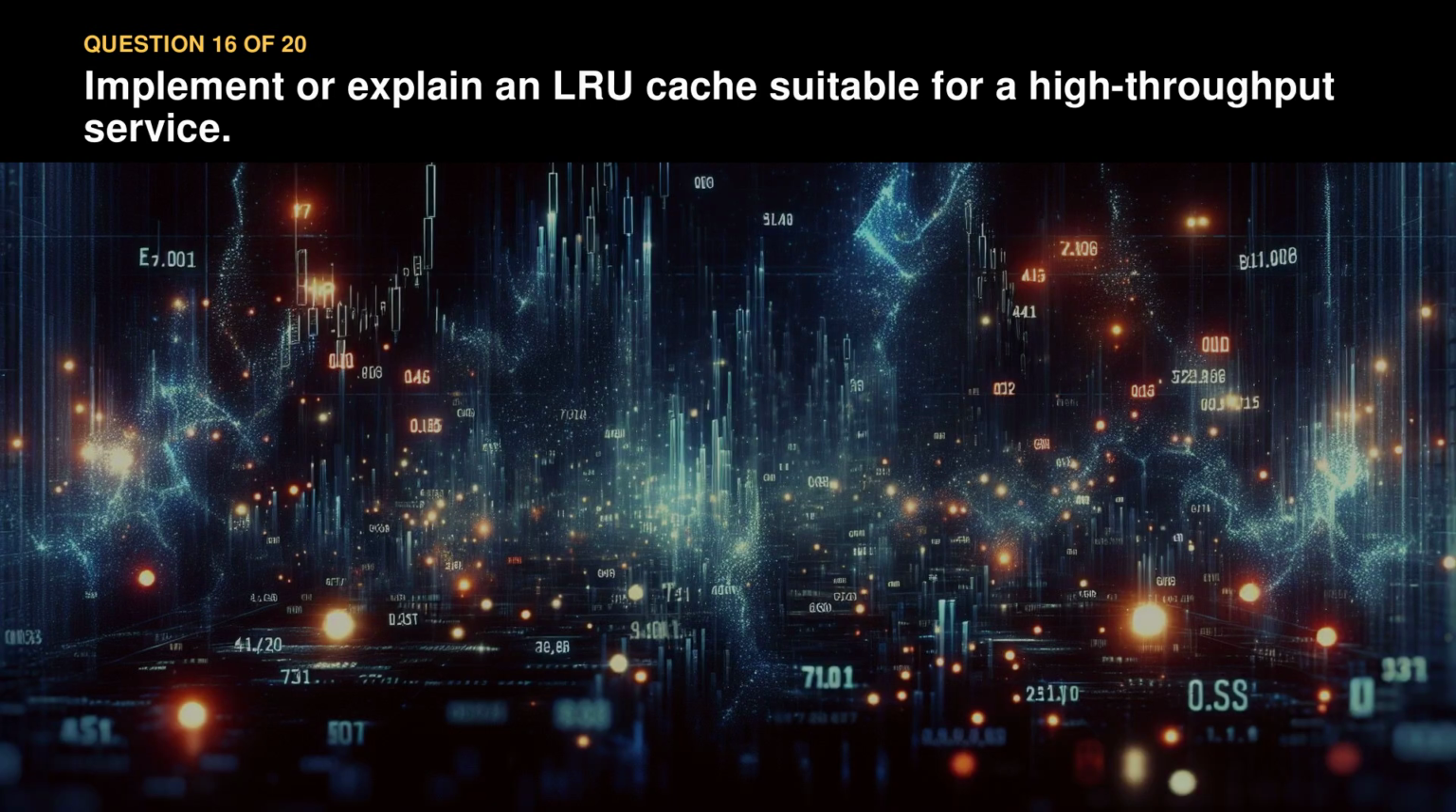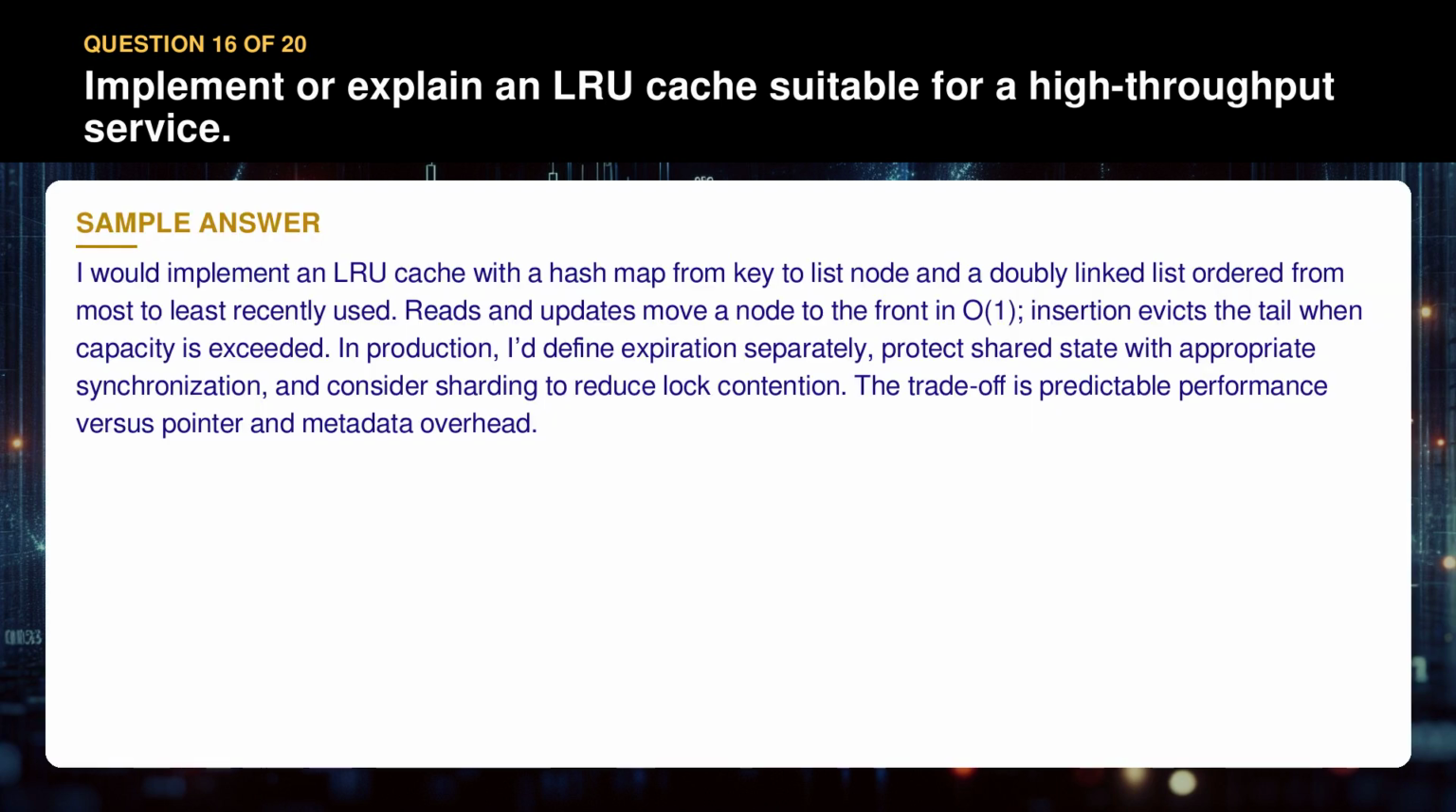Question 16. Implement or explain an LRU cache suitable for a high-throughput service. I would implement an LRU cache with a hash map from key to list node and a doubly linked list ordered from most to least recently used. Reads and updates move a node to the front in O(1). Insertion evicts the tail when capacity is exceeded.